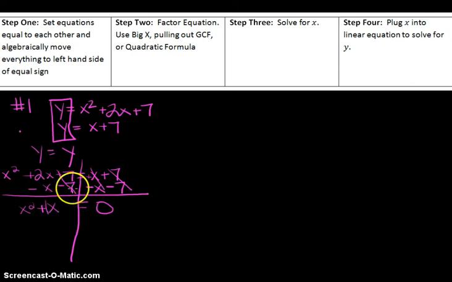Okay, step 2, I'm going to do in a different color. This is going to be step 2. We're going to factor the equation, and we're going to use either the big X method or pulling out a GCF or the quadratic formula. So let's take a look here. We've got x squared plus 1x equals 0. And you want to ask yourself, do I have any greatest common factors? And the answer is yes. So I can pull out a greatest common factor here. Alright. And you could use your boxes if you wish.